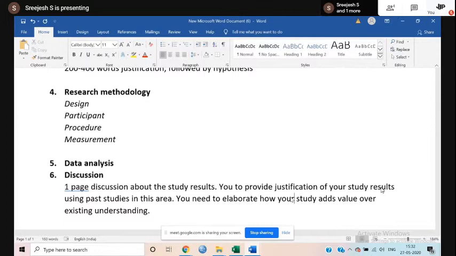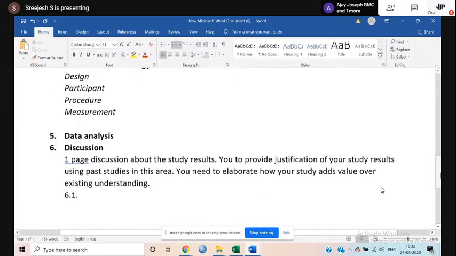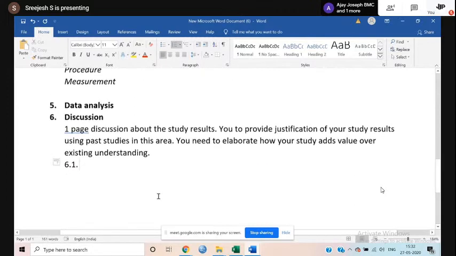So, discussing your results. Remember, discussing your results. Whatever results you found, whether your hypothesis is accepted or rejected, you need to say how your study results concur with or differ from previous understanding, right? And you need to cite, right? That is what the discussion is. And in most cases, followed by the discussion, I'll make a 6.1 subsection. After the discussion, I'll make another subsection called theoretical contribution.